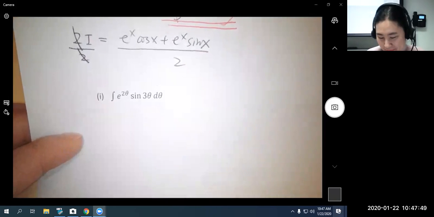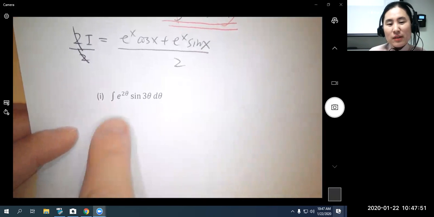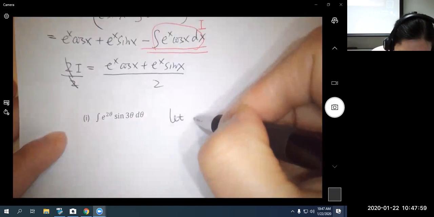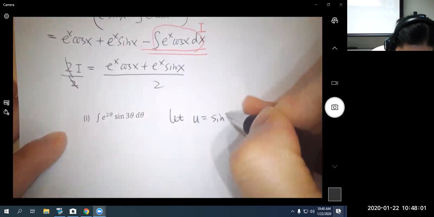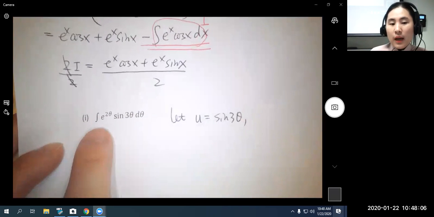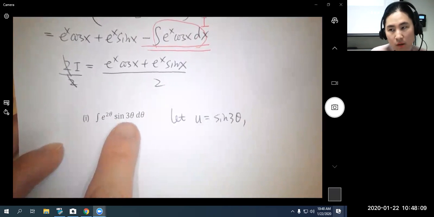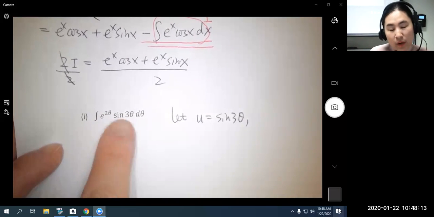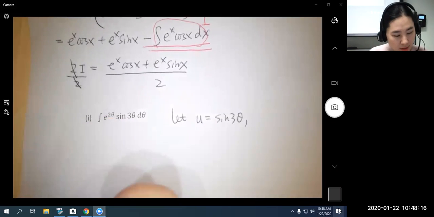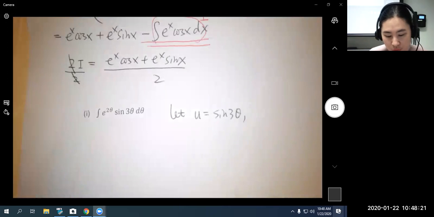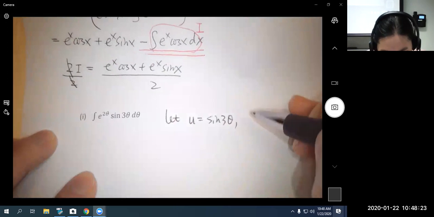It is hard, so let's talk about this question. Trig involving exponential. Which function do you want to be u? They both could be u. The exponential function could be u, the sin function could be u, but let's make things more straightforward and easier. Since we know on the list that trig is before exponential, let u equal trig. And then dv equals what?